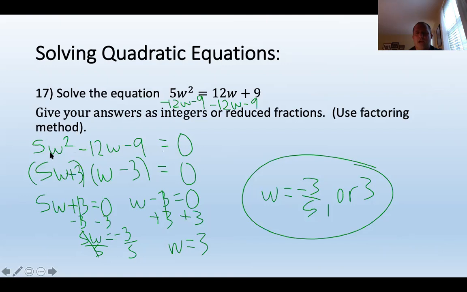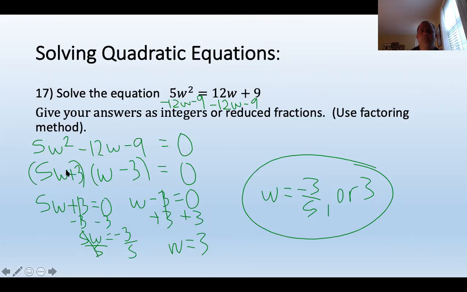To factor 5w squared minus 12w minus 9, we make 2 new parentheses. And then the first terms have to be 5w and w because that's the only way you're going to multiply to get 5w squared. And then the end terms have to multiply to give you negative 9, but they don't necessarily add to give you negative 12 because the leading coefficient is not 1. The outer-inner combination that then gets added has to be negative 12w.